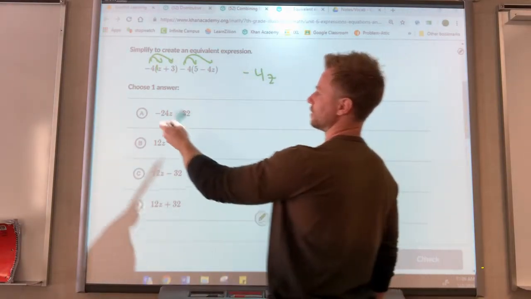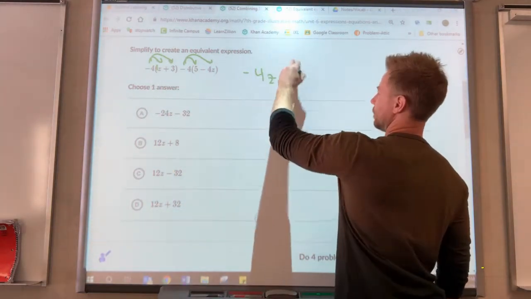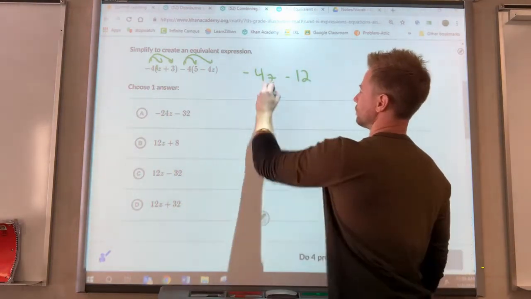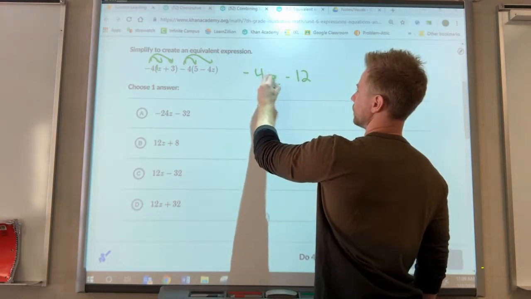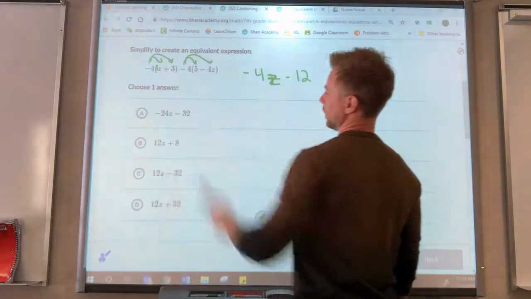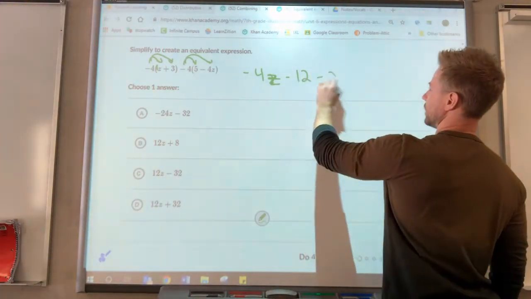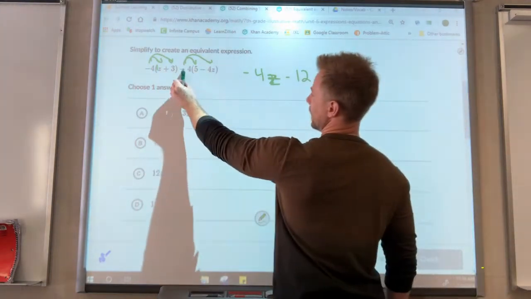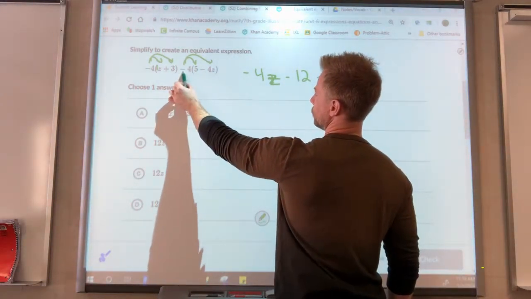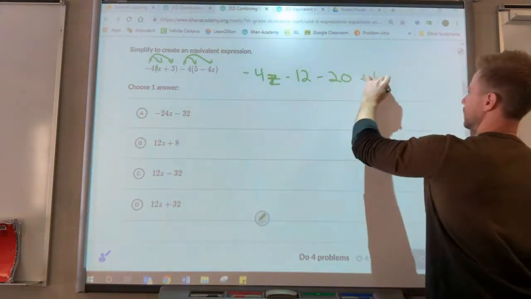A negative and a positive makes a negative. A negative 4 and a positive 3 makes negative 12. It's an interesting z there. Okay, then a negative 4 and a positive 5. Negative and a positive makes a negative. It's going to be a negative 20. Then a negative 4 and a negative 4. Two negatives make a positive. 4 times 4 is 16z.